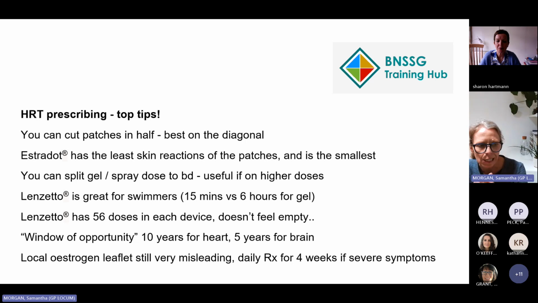And with local estrogen, if somebody has quite severe symptoms, it's quite safe to use it at that daily dose for 4 weeks instead of 2 weeks. It's very, very low dose. So a year's worth of local estrogen is the same as just one single oral HRT tablet. So we really don't need to worry about using daily local estrogen for a little bit longer. And we can combine them as well, using things like Avestin with Vagirex, quite safe to use the two in combination.